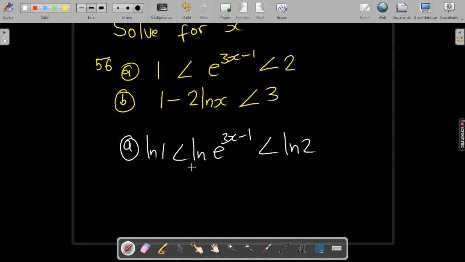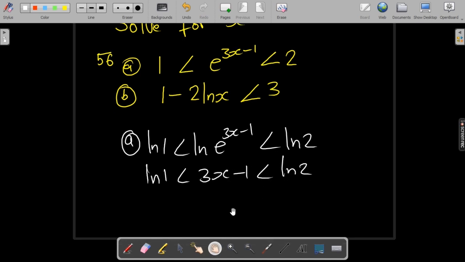And here, now that I have a ln of the e, the power will now come down. Now I have 3x minus 1. Okay. And at this stage, we are going to add 1 everywhere. The reason I'm doing that is just to eliminate this minus 1 there.